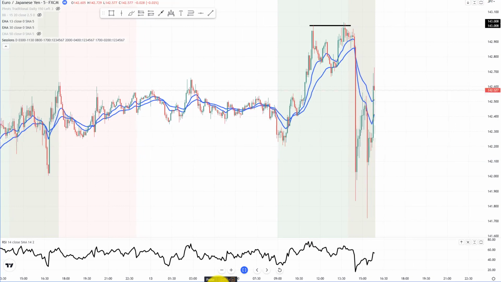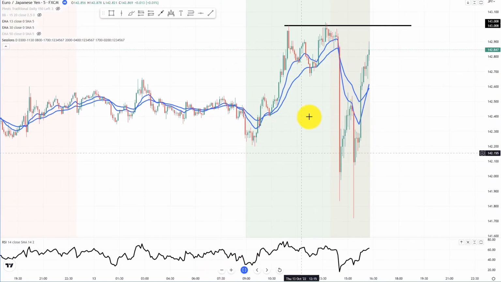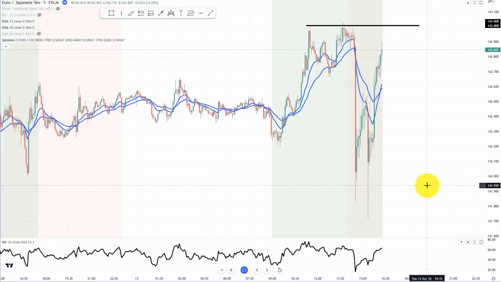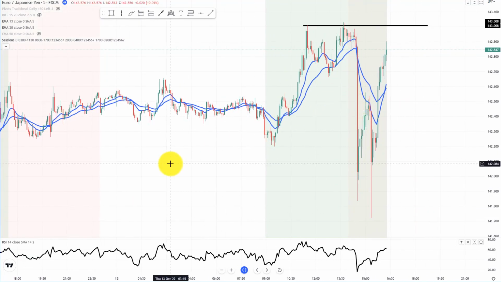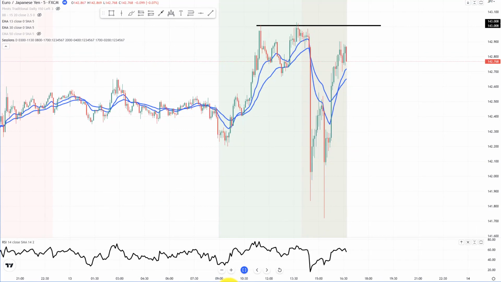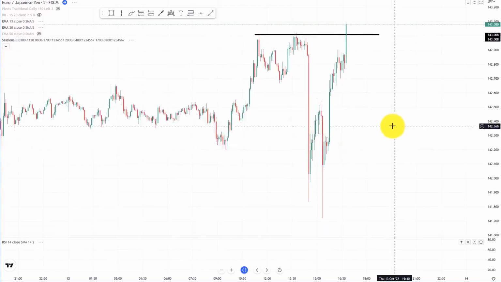Okay, there's just too much. Okay, what we have, a fake out here to the downside. Could be news driven. Did I turn this off? Okay, we don't get any news information here, but this could be news driven. Oops, sorry. 1, 2, first.